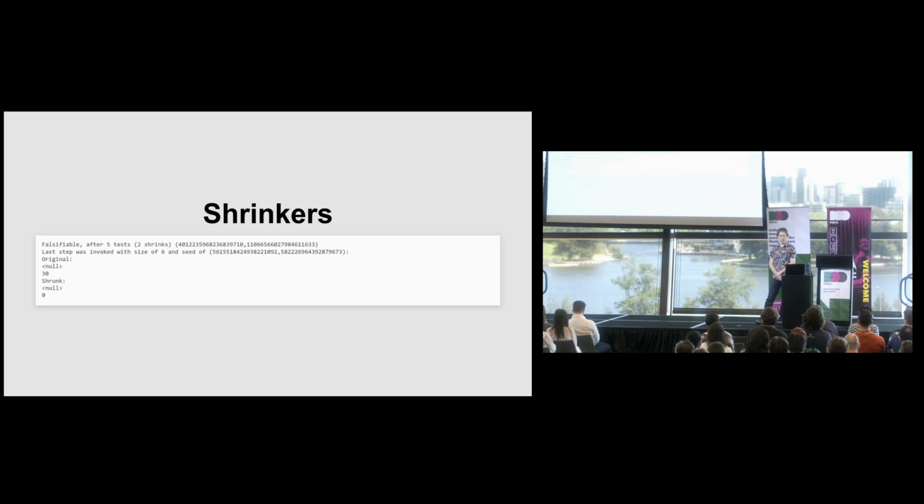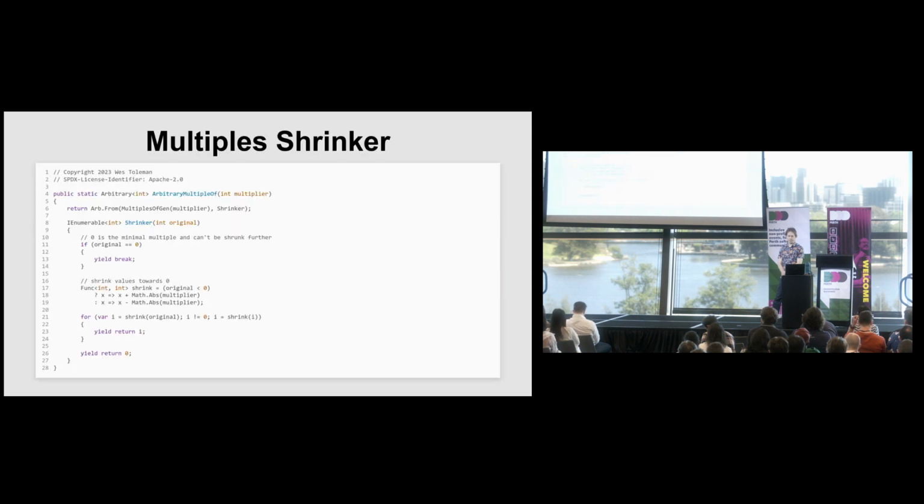We'll see an example of the shrinker for an arbitrary multiple. Each shrink is one less multiple than the previous one, and we'll stop shrinking at 0, which is a minimal value. Shrinkers only get used when a test fails, so it may not be worth always writing them. Sometimes it's easy just to fix an issue with the original failure case you get.